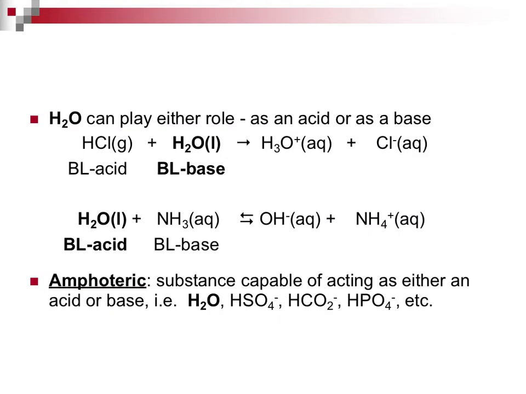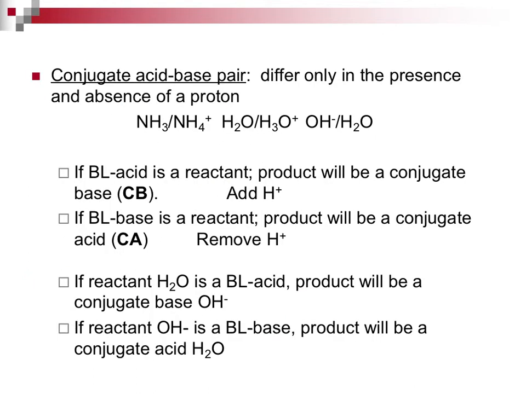So why is it that water can play either role? Why can it act as either a base or an acid? That's because water is an amphoteric substance. Things like HSO4-, HCO3-, there are many different ions and molecules capable of acting as either an acid or a base. With that comes the concept of a conjugate. They differ only in the presence or the absence of a proton.